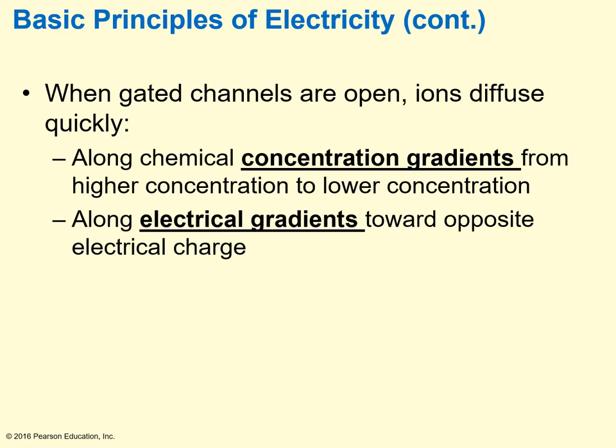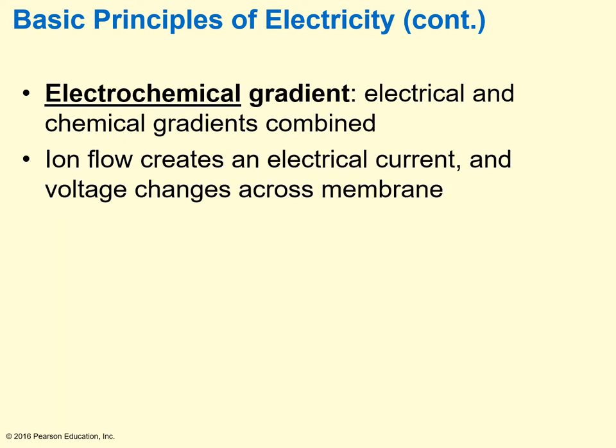So when gated channels are open, the ions are going to be able to diffuse quickly across that membrane, and the ion is going to be following its concentration gradient. So if it's higher on one side of the membrane than the other, it is always going to go from high concentration to low concentration. Electrical gradients just mean it's going to go towards the opposite charge. Electrochemical gradient is a combination of a chemical gradient and the electrical charges.